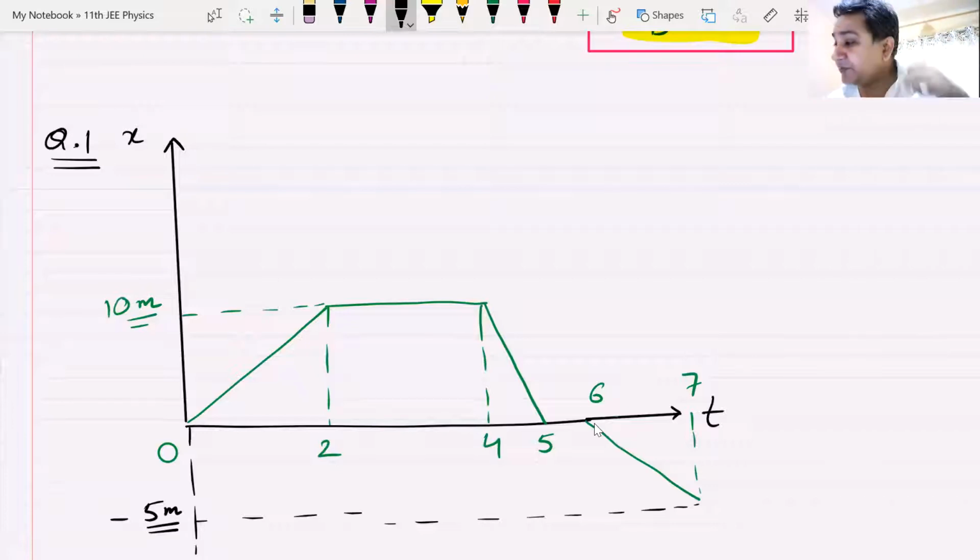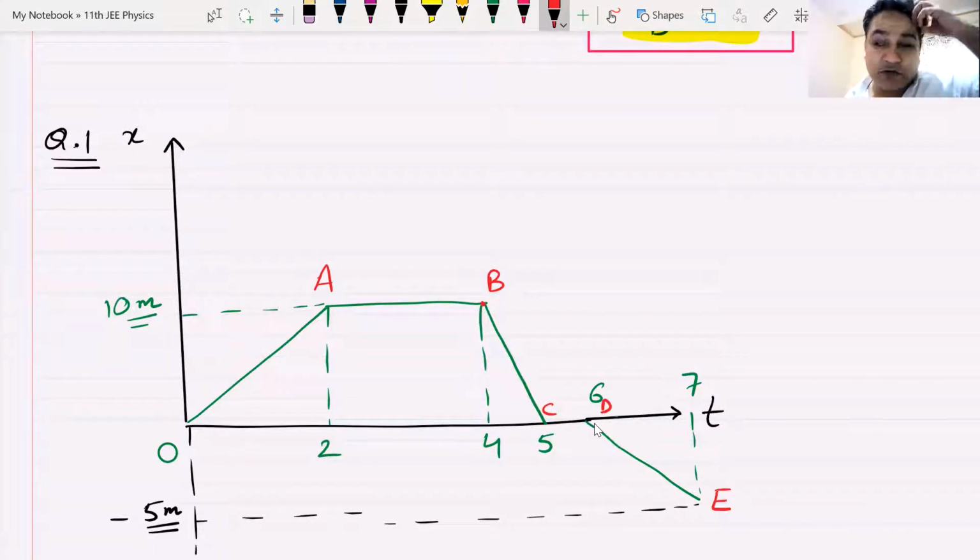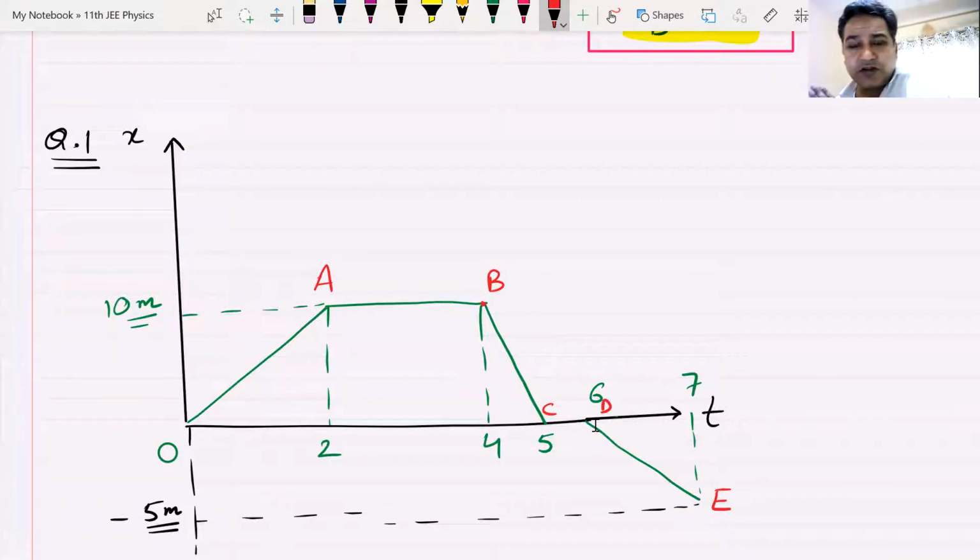So the particle is moving, as you can see, from O to A, then A to B, B to C, then D, then E. Is the question clear? Is the diagram clear to everyone? Have you drawn this diagram? All the times are given, all the x coordinates are given, that means the time axis is given and the y axis is also given to you.